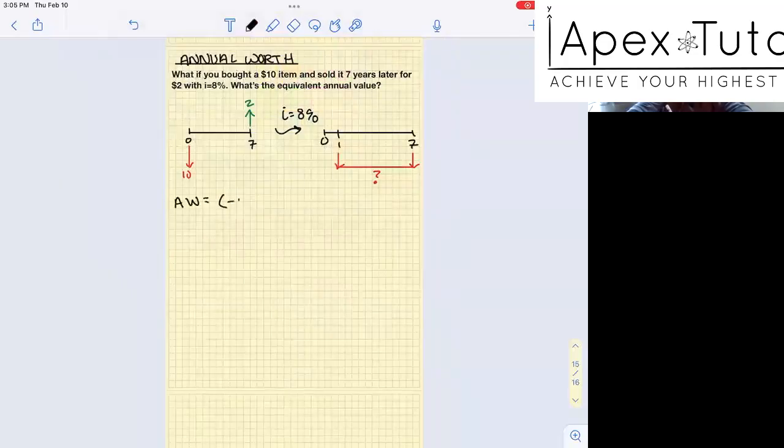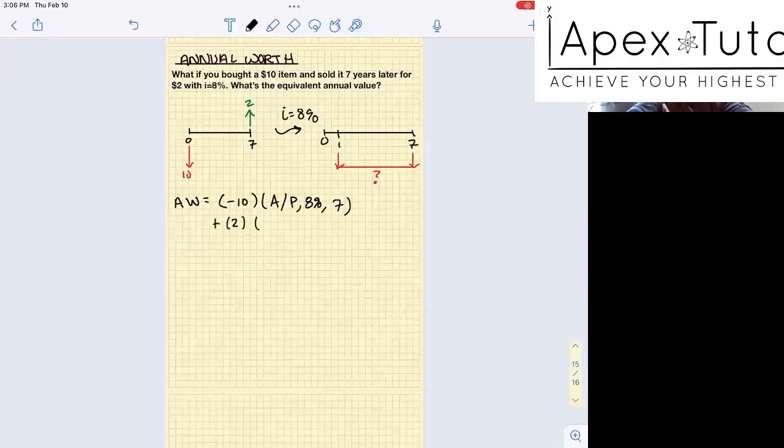So for example, I have my negative 10 because it's going down, so that's why it's negative. We want an A, so we want to turn everything into an A for annual worth. What is it right now? What is that $10? What letter? P. Very good. And what's our interest rate? 8%. Yes. And over how many years? 7. Very good.